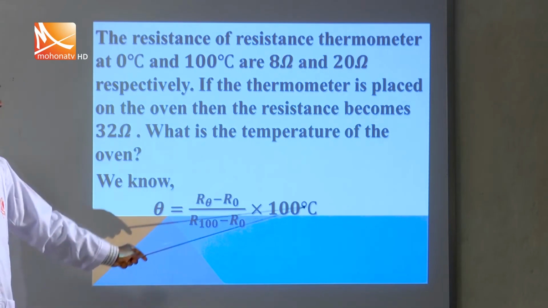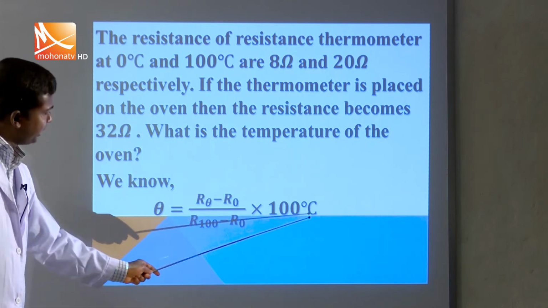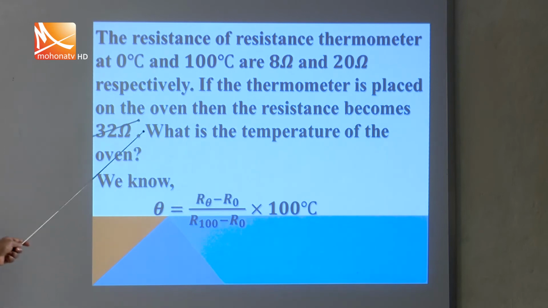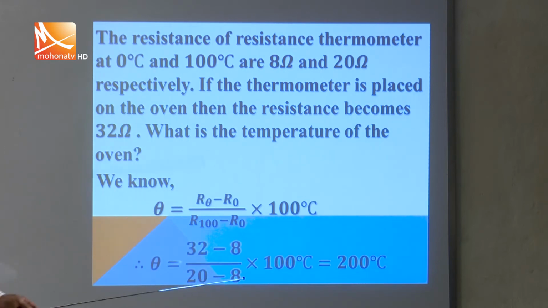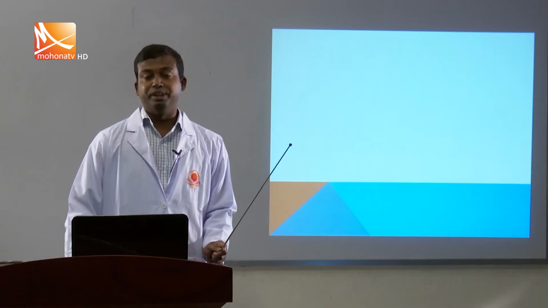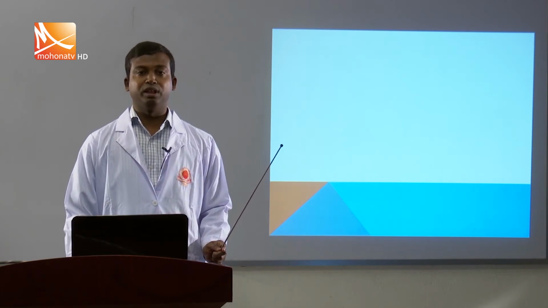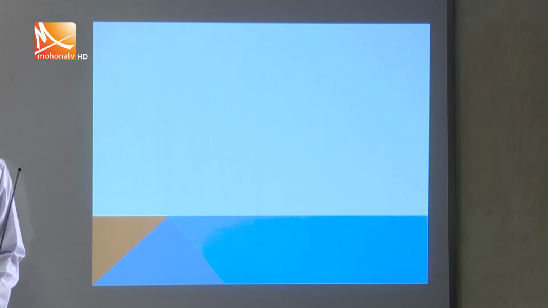Just simply use this formula, theta equals R theta minus R naught over R100 minus R naught, into 100 degrees Celsius. Putting the value of R theta, that is 32, and R naught, that is 8, and R100 equals 20, putting all these values, you will get the temperature of the oven becomes 200 degrees Celsius. Now, my dear students, I have discussed thermometers on the basis of fixed points. Firstly, we discussed one fixed point, and second, we discussed two fixed points. Between these two fixed points is very critical to meet.